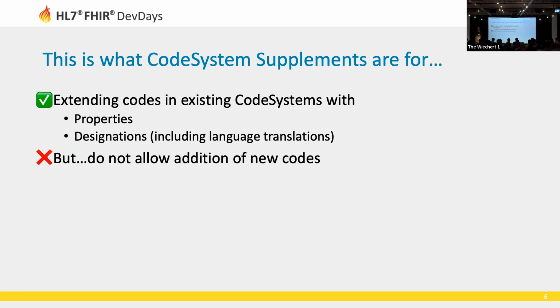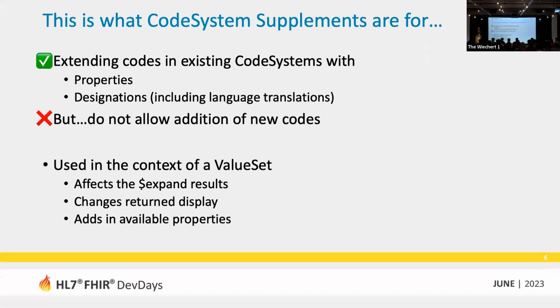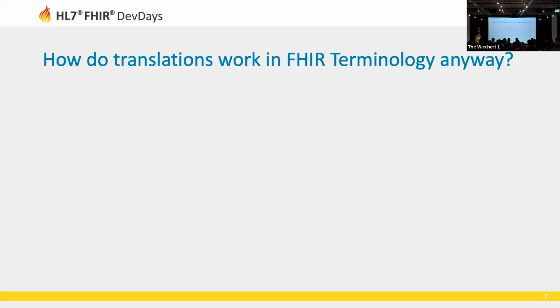But they don't allow adding new code. So this isn't a way to go and change the code system and add a bunch of other things into it. It's a way of attaching things to the existing codes that are in a code system. And obviously you end up using it in the context of a value set, so it'll affect the expansion results, and you can do things like changing what the display is, maybe to another language or a different preferred term, or you can add in other available properties. And I've got some examples of how to do that.